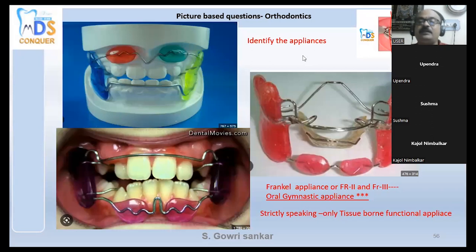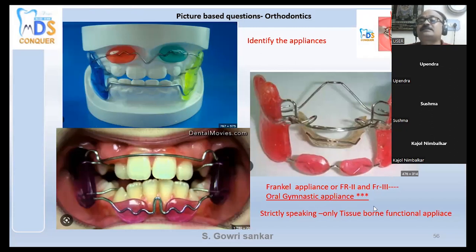Functional appliances seem to be a very favorite topic for examiners. Can you identify this appliance? Yes, basically it is a Frankel appliance, but you see here, there are two types of appliance, Frankel 2 and Frankel 3. This question was given in All India PG 2019, NEET 2019. When I say All India PG, it is the NEET, okay? And of all the appliances, the Frankel appliance is the only appliance which is purely tissue borne, of course, one and only.